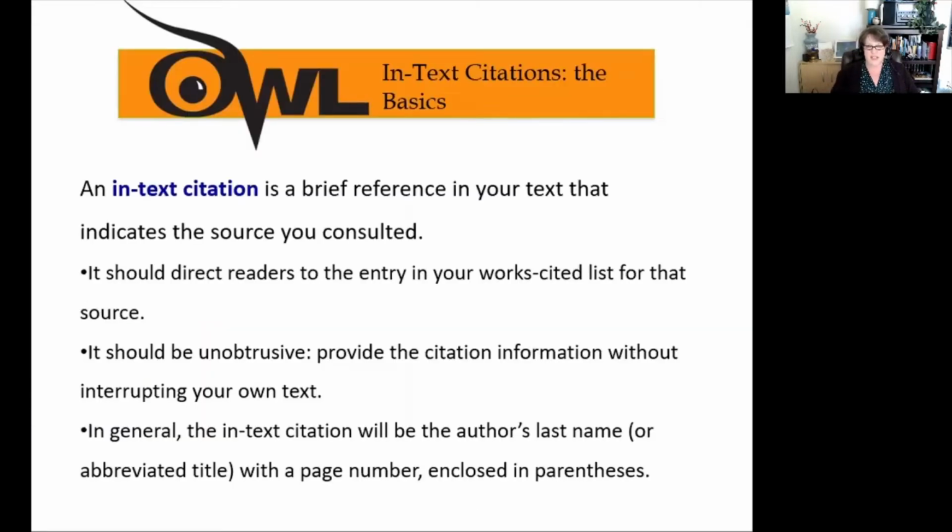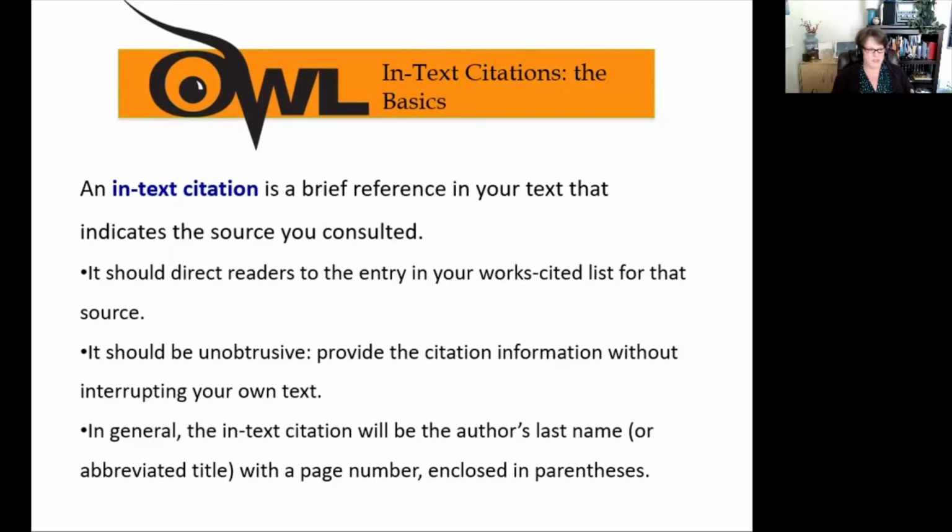So an in-text citation is when you're referring to a source within your own writing. The source information in a parenthetical citation should direct your readers to the source's entry in the works cited list. It should be placed where there's a natural pause in your text. So typically it's at the end of a quotation. If it's referring to a direct quotation, you're going to place it directly following the closing quotation mark.